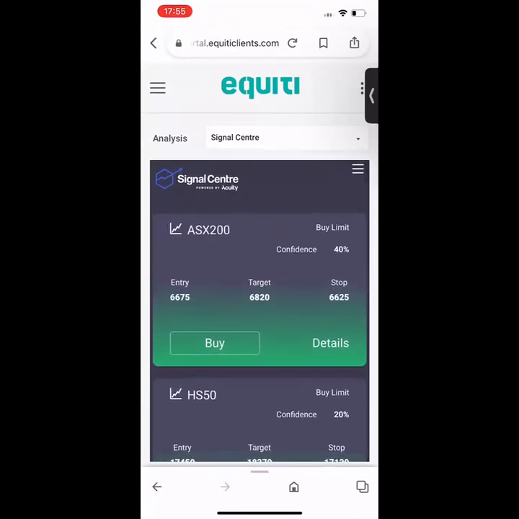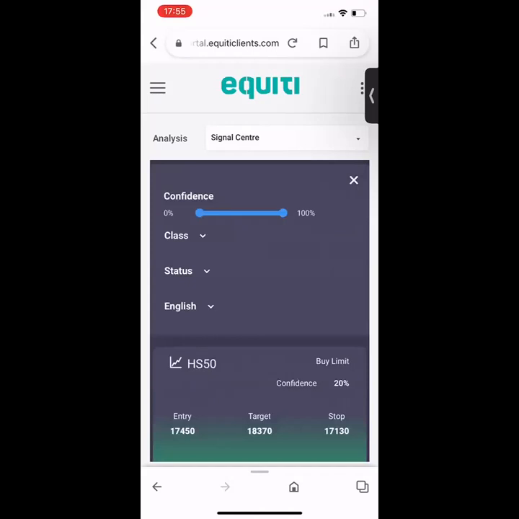If you look under the signal center at the top right-hand corner, you'll see the three menu dots. If you click on that, you're going to see your confidence level. Just like I explained in the other video, the confidence level helps you filter the signals that have been given to you, so that you can see trades with higher confidence levels, say 40, 50% and above, as the case may be. In this case, I will just leave it at 0, so that I can see all the trades that are available for me.